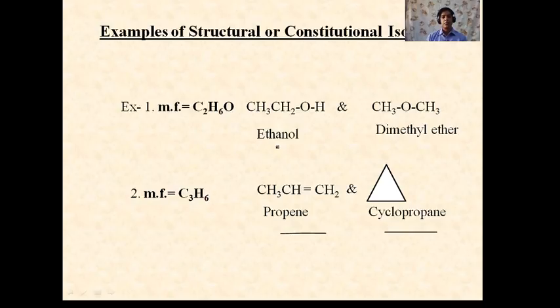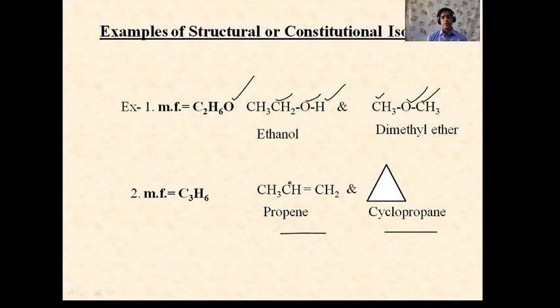We can see that in the first example, the same number of carbon, it is 2, the same number of hydrogen, it is 6, and the same number of oxygen, it is 1. But we can see that there is a sufficient difference in the bonding pattern. Like in ethanol, the oxygen is bonded with carbon on one side, and on the other side it is bonded with hydrogen. While in dimethyl ether, the oxygen atom is bonded with a carbon atom on both sides. So this is the difference in their atomic connectivity, bonding pattern, and that results in the difference of physical and chemical properties. And that is the meaning of constitutional isomerism.